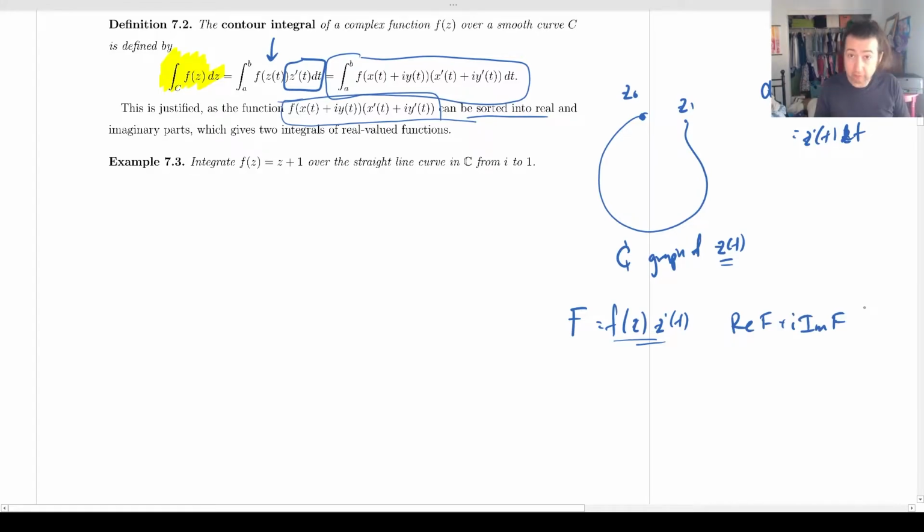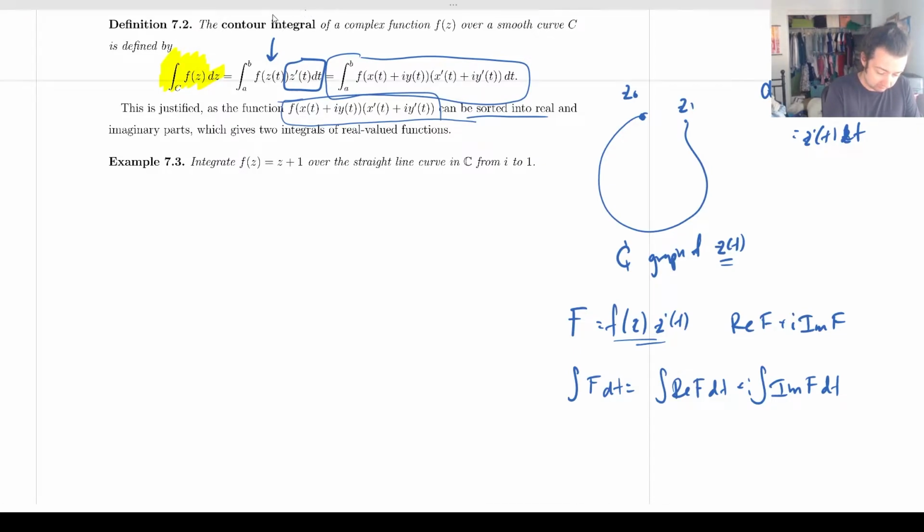And that means that the integral can be sorted out. The integral of F dt can be thought of as the integral of the real part of F dt plus i times the integral of the imaginary part of F dt. And these pieces, this piece and this piece, are both real integrals. There's no complex numbers in there, right? The real part and imaginary part of a function are real functions. And so complex line integrals break up into two different real valued integrals, which means that we can use the theory of real calculus to study them.